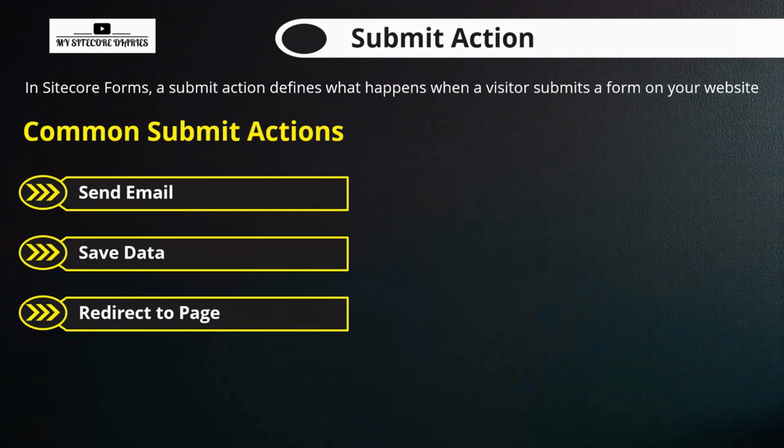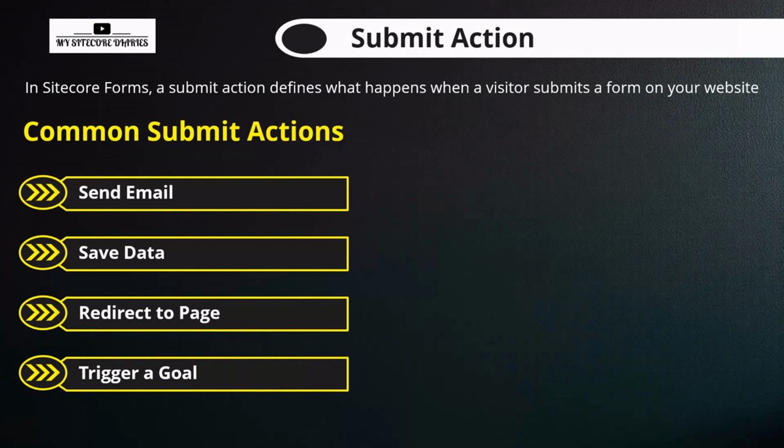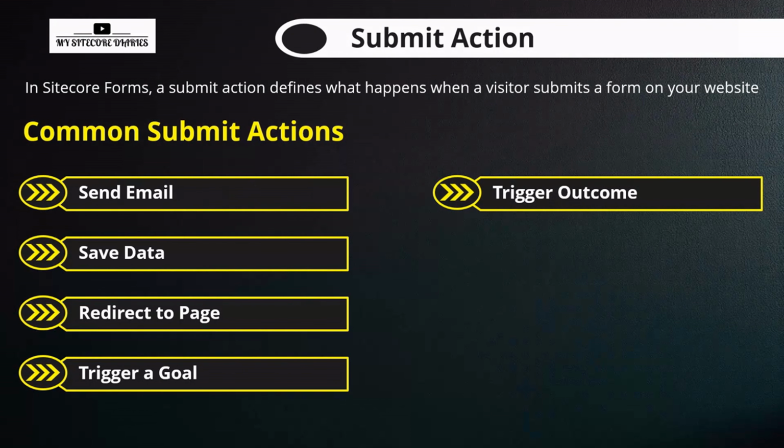Redirect to page. This we have also used in our example. So the redirect to page action allows you to take users to a thank you page or any other specific page upon submission of your form. So after submission of your form, where do you want to redirect? That you can specify in the redirect to page. Trigger a goal. Trigger a goal helps you to track key interactions like lead submission or event sign up for analytics and campaign personalization. So you trigger a goal via that action.